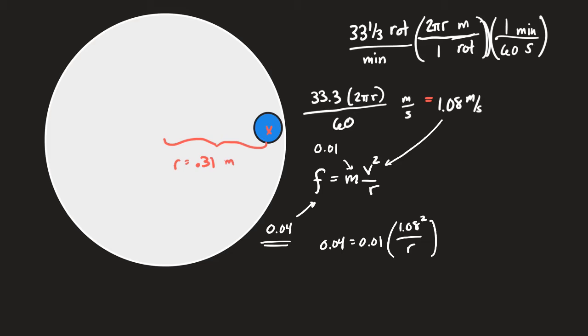I don't feel so bad asking this one. 0.04 divided by 0.01 is 4. So 4 equals 1.08 squared over r. So r equals 1.08 squared divided by 4.